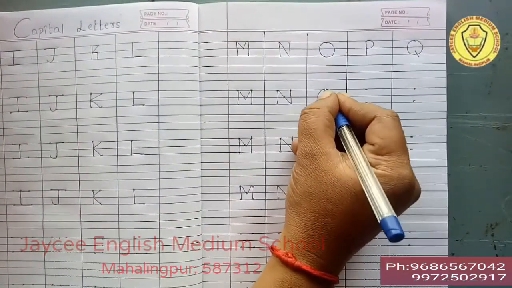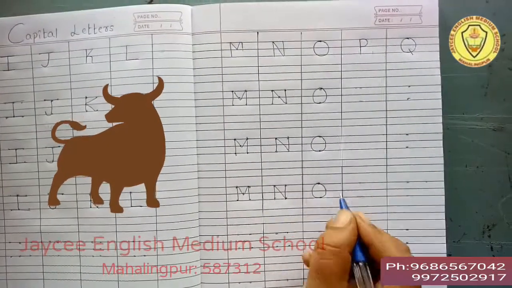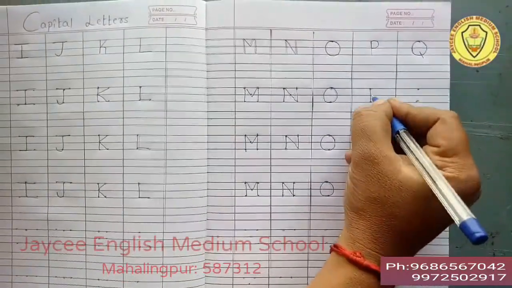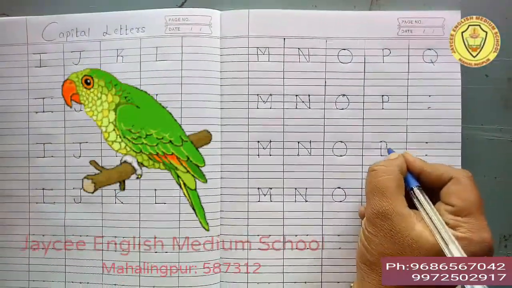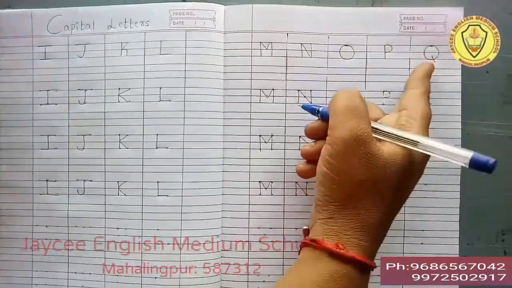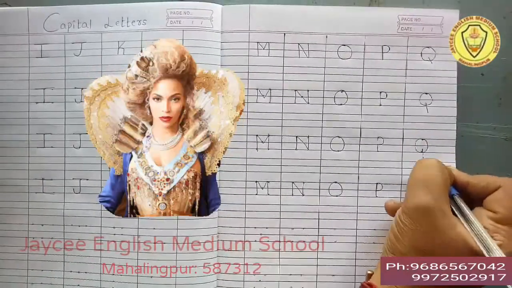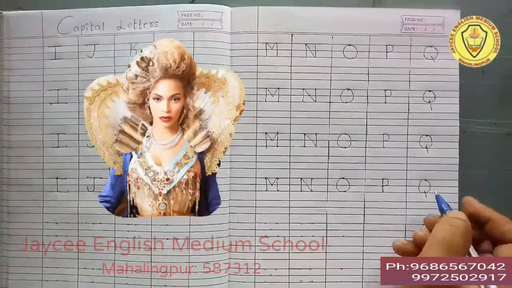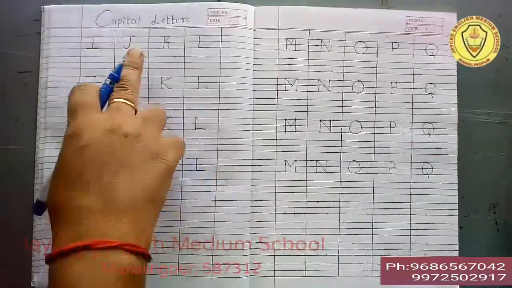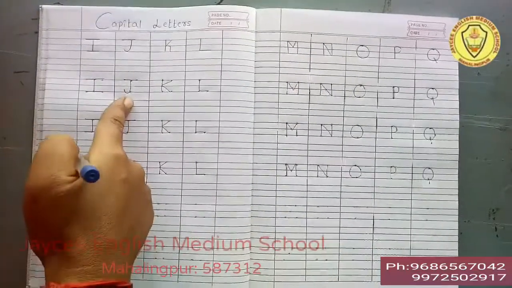O for ox. O for ox. O for ox. The next letter is P. P for parrot. P for parrot. P for parrot. The next letter is Q. Q for queen. Q for queen. Q for queen.